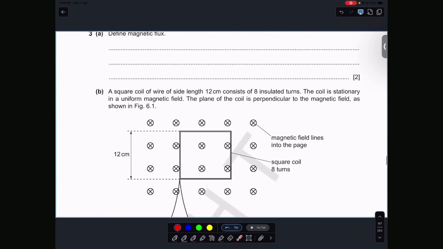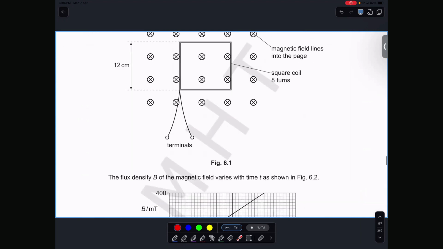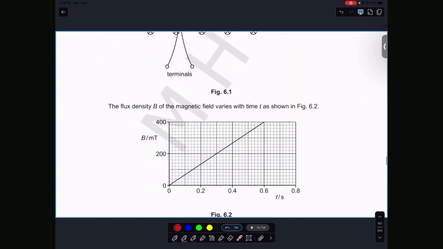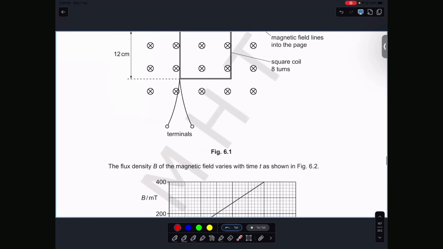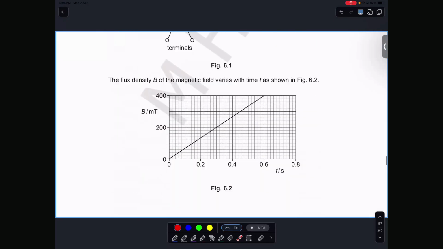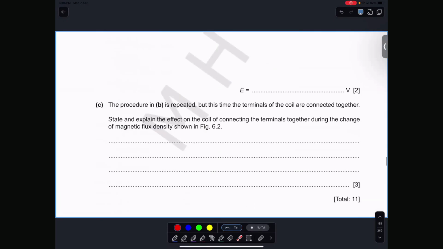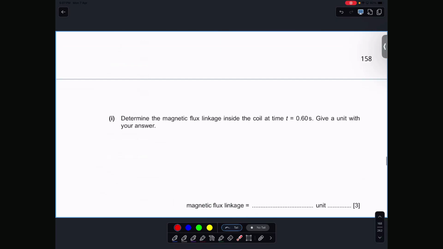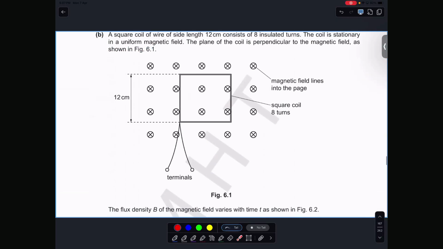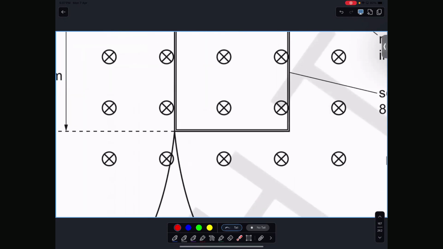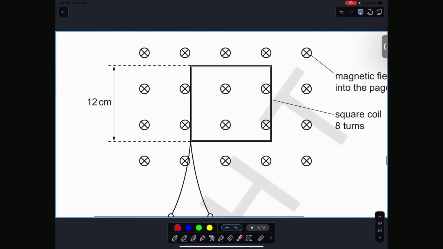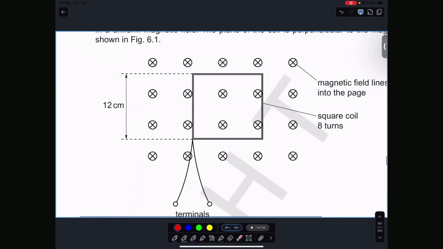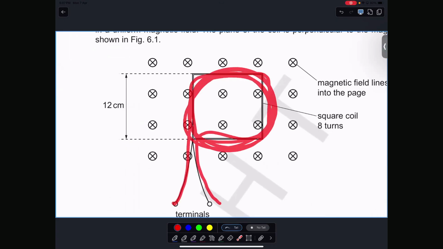Are they moving it? Oh, the magnetic field strength is changing over time. That's okay. In the procedure in B is repeated, but this time the terminals of the coil are connected together. So the terminals of the coil. What does the coil look like? It goes around and around and comes back here. That's what it is.